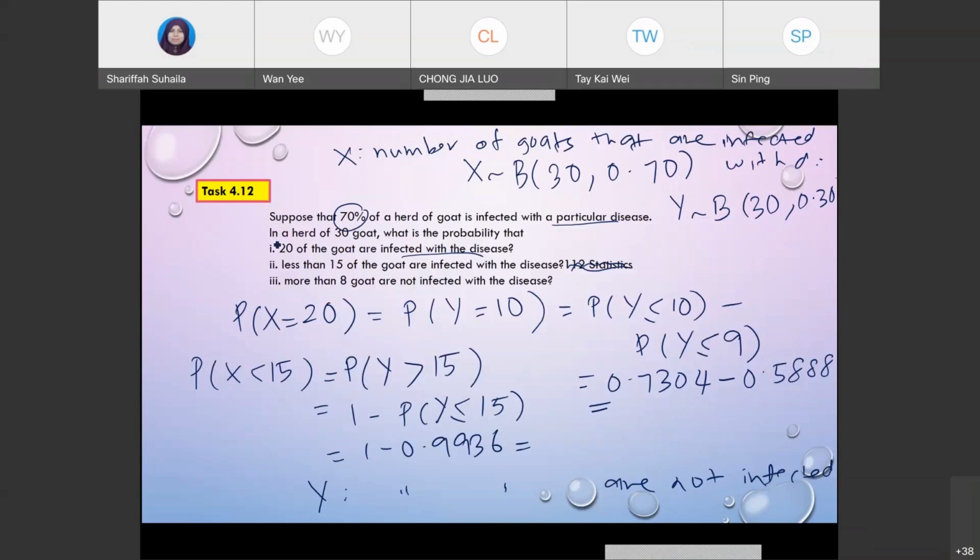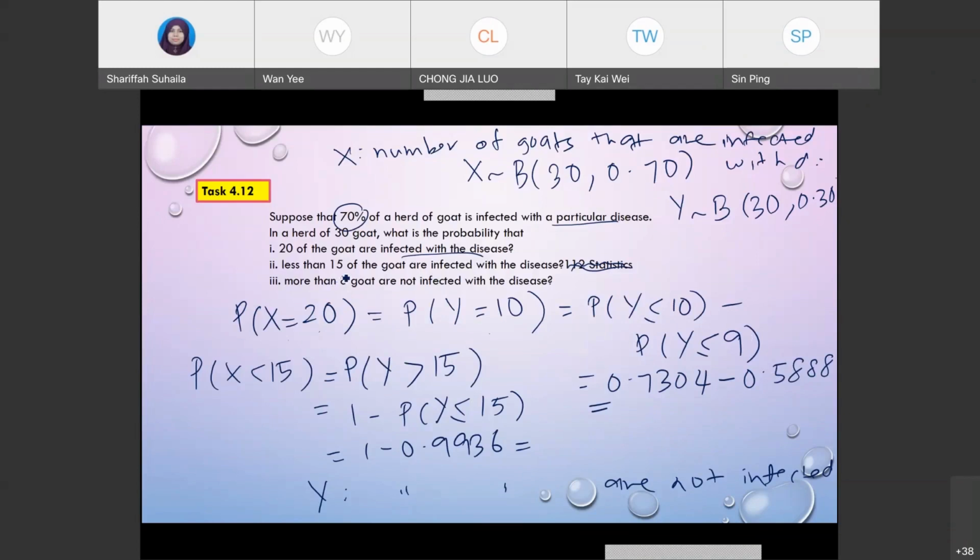So for the first question, 20 of the goats are infected with the disease, it is still your X, X equals 20. But we change to Y because we want to read the table. Otherwise, you can use your probability mass function, NCX, pi to the power X, 1 minus pi to the power N minus X, and get probability X equals 20 without changing to Y. But if you want to use your stats table, you need to change, because pi 0.7 is not given. So we use 0.3, so change X to Y. That's why we changed everything here.